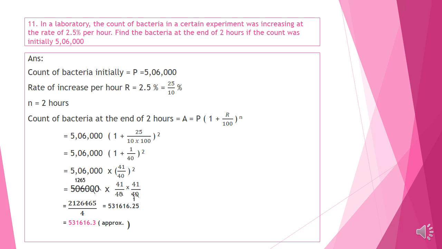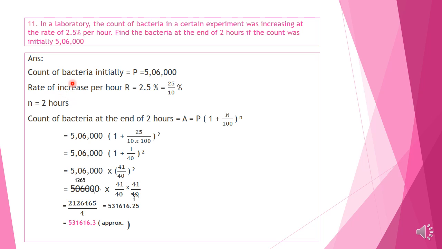Question number 11. In a laboratory, the count of bacteria in a certain experiment was increasing at the rate of 2.5% per hour. Find the bacteria at the end of 2 hours if the count was initially 5,06,000. Children, here also we have to use the compound interest formula, A is equal to P into (1 plus R by 100) raised to N.